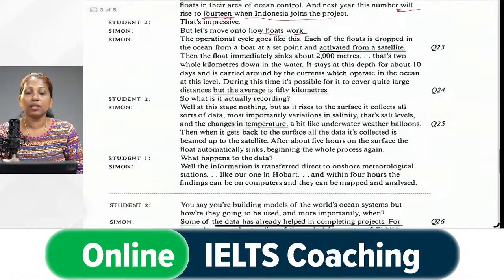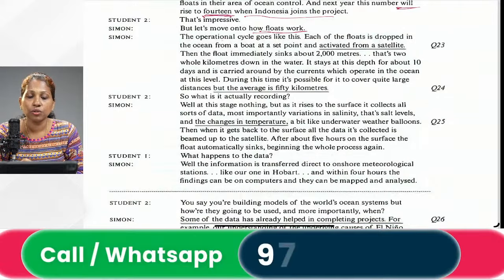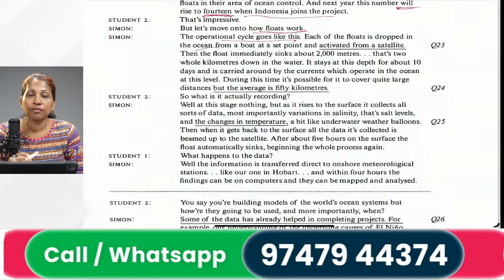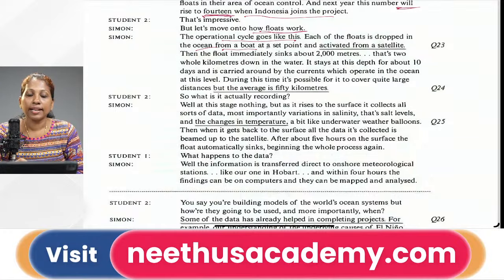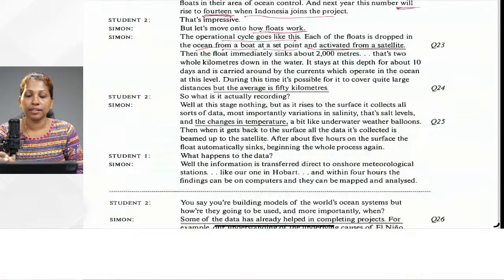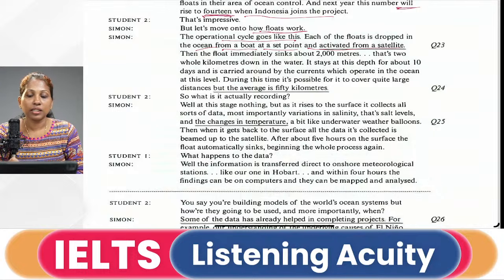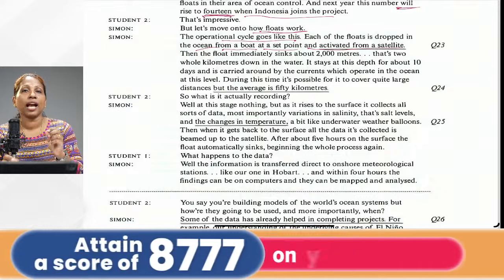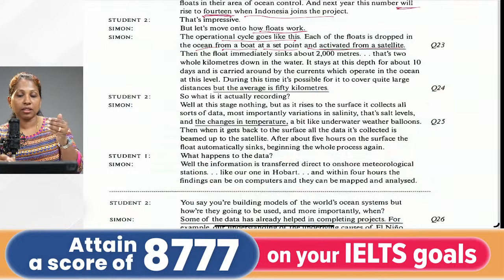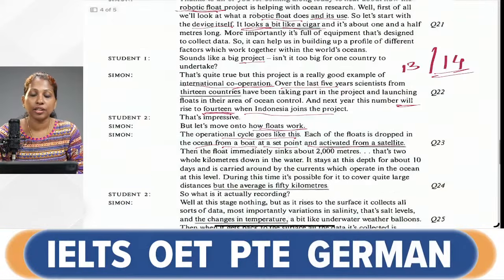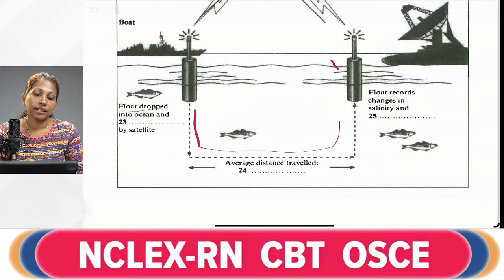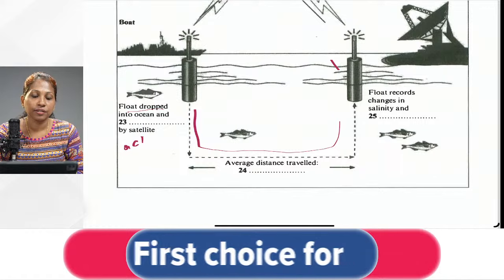How does it work? The operational cycle goes like this: each of the floats is dropped in the ocean from a boat, set at a set point and activated from a satellite. So what does the satellite do? When the float is dropped in water, the satellite is the thing that activates it. So what is mentioned in the diagram? Float dropped in the ocean and blank by satellite. The answer here is activated.